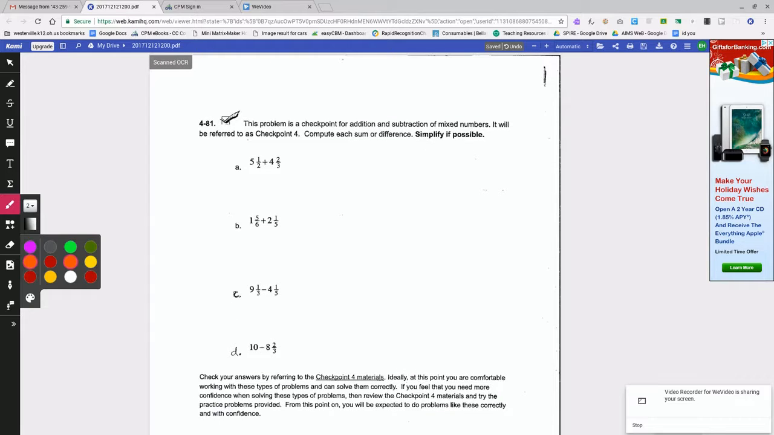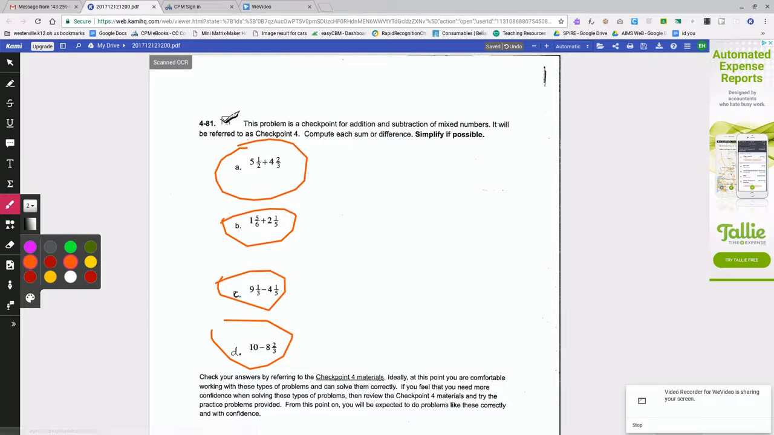481 is a checkpoint here. We're dealing with mixed numbers. There are 2 ways to do this. So I'm going to just take A and show you both ways, and then you can apply whichever way to B, C, and D. So if I have 5 1/2 and 4 2/3, I can do one of 2 ways. I can make it into an improper fraction, then find a common denominator, and then change it back to a mixed number, which takes a lot more time, but I'll show you if you're more comfortable.